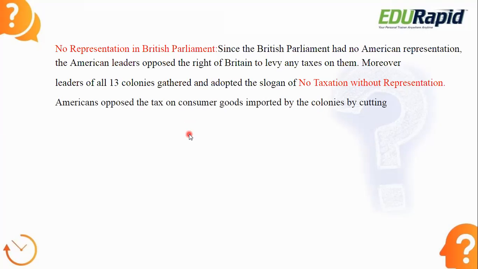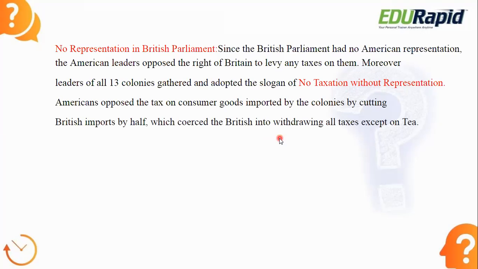Okay. Next, the Americans opposed the tax on consumer goods imported by the colonies by cutting the British imports by half. What happened is that the slogan no taxation without representation got popularized. A lot of people started following it, and they boycotted a lot of consumer goods. In fact, they cut the British imports by half. If 100% import was there, then now they cut it to 50%. They opposed the tax on any consumer goods imported by the different colonies from Britain.